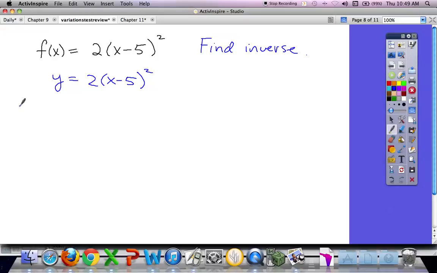Okay, next step. Flip the x and the y, right? Switch them. So let's make this x equals 2y minus 5 squared. And then solve for y. What do you solve for? You need to solve for y, right? And the y now is inside the parentheses. We're going to have to do some work here, right? We need to divide both sides by 2.